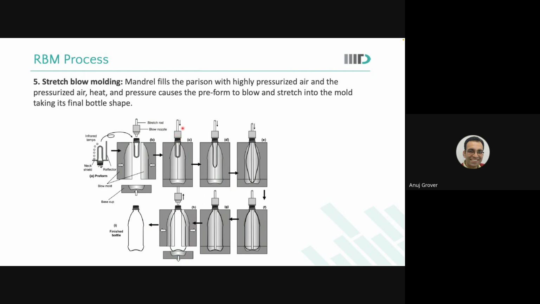And then it is heated. So the mandrel fills the parison with highly pressurized air, and the pressurized air, heat and pressure cause the preform to blow and stretch into the mold, taking the final shape of the bottle. Okay? You've blown bubbles. It's something like that. You put pressurized air and heat into it, and it will expand, like a balloon, it just simply expands.